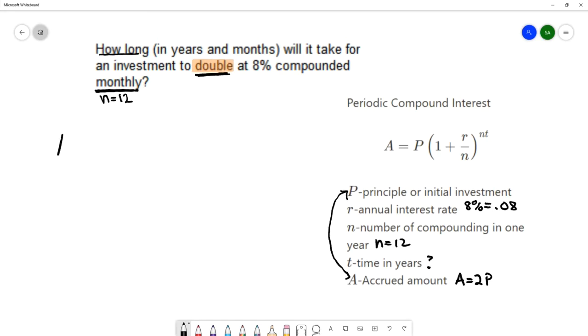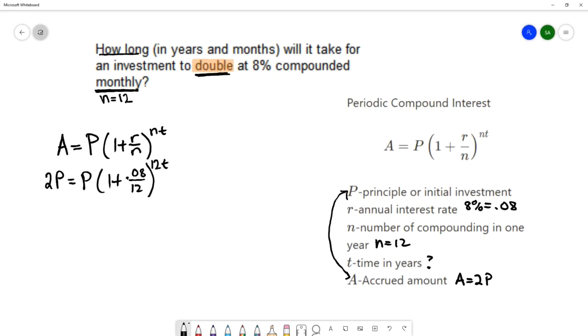With this information, I'll substitute everything I have into the formula. Once again, that formula is A equals P times (1 plus r over n) to the nt. A is going to be twice the initial investment, twice the principal, then P, we'll just write that down. The interest rate is 8%, we'll use that in decimal form. n is 12, and t is our unknown.